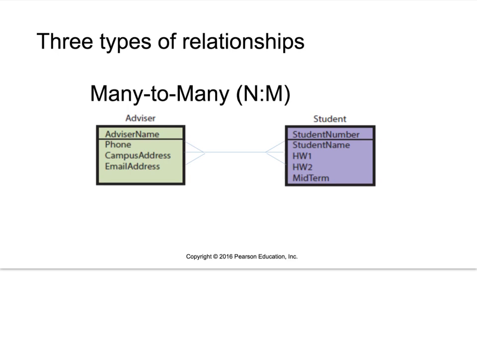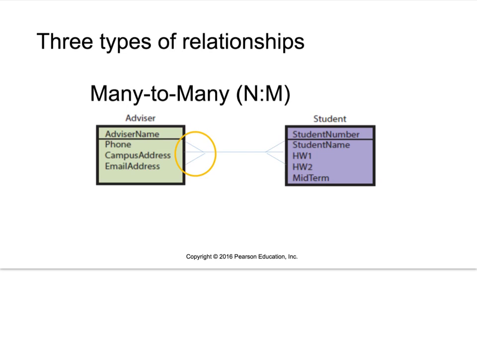The third type of relationship is known as a many-to-many relationship, and this relationship means that many entities of one type may be related to many entities of another type. In our example of advisor and student, one advisor may advise many students, but also one student may have many advisors. This means that advisors and students can have many-to-many relationships.